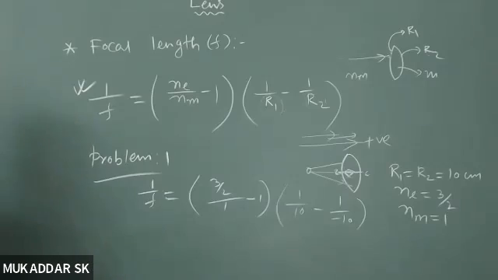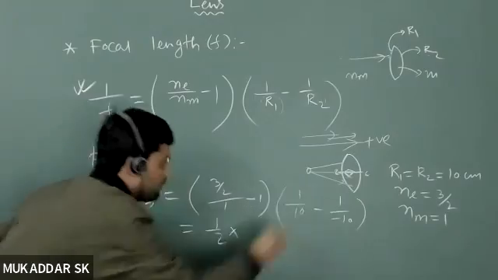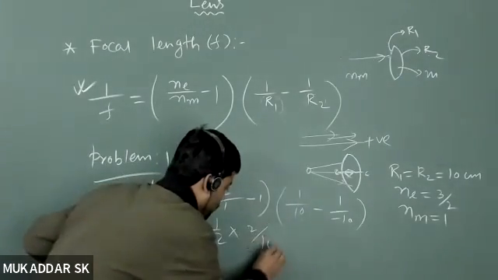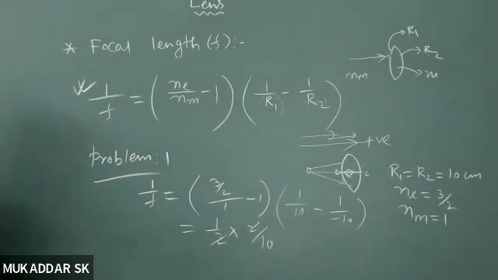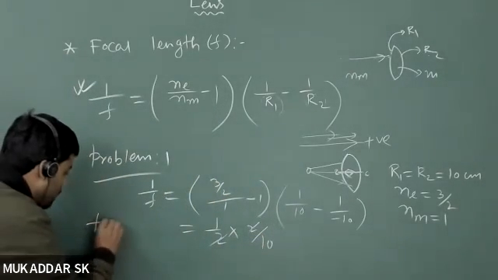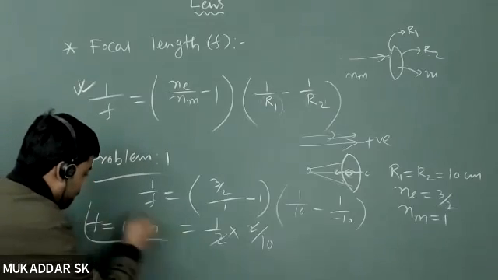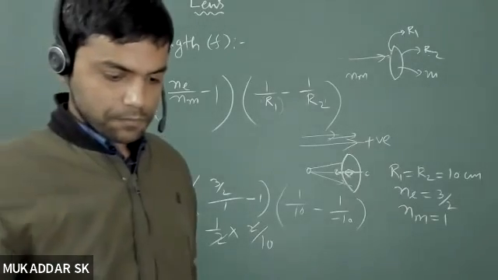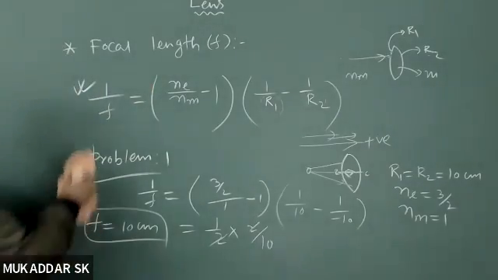Okay, so basically 3/2 minus 1 is nothing but 1/2, and this will give you 1/10 plus 1/10, that is nothing but 2/10. So these two will cancel and you will get 1/f equals 1/10. So basically the focal length of this lens will be how much? 10 centimeter. Is this clear what I'm saying? Yes, sir. Yes, sir.